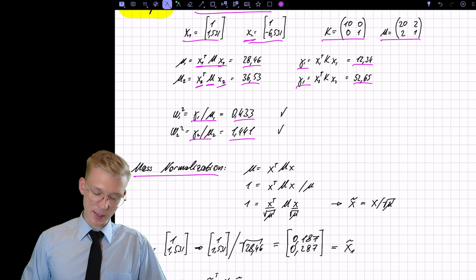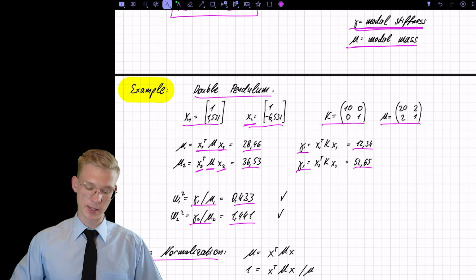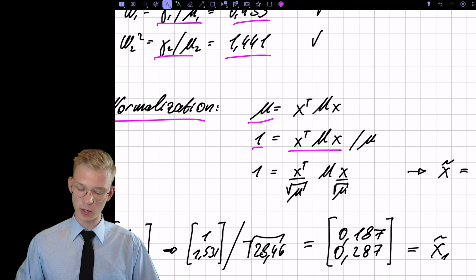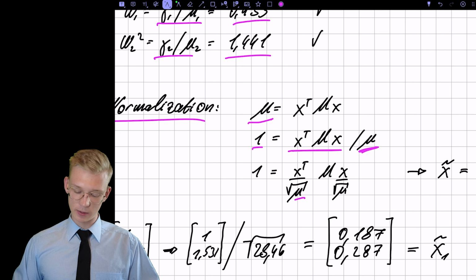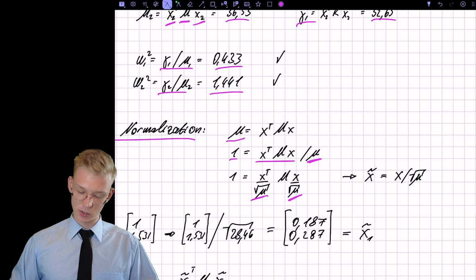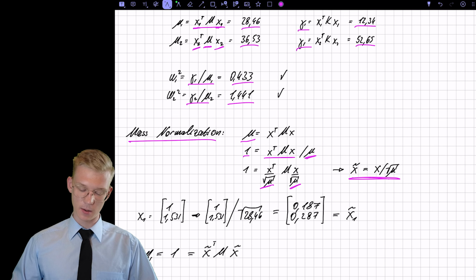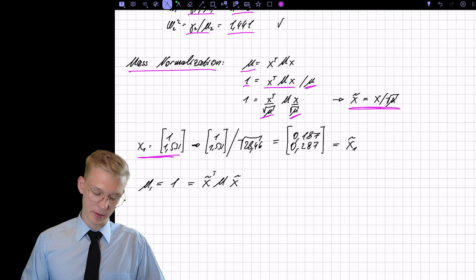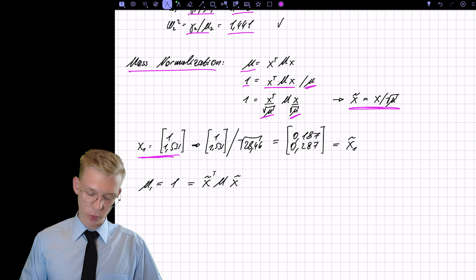So if we want to do the mass normalization that I mentioned right here, we have to set this to 1. So we have a 1 here. That means we have to divide this part by mu. But we can't just divide by mu, because we have to change each eigenshape. So we divide each eigenshape by the root of mu. So now we have a new eigenshape that we can change to get a modal mass of 1.